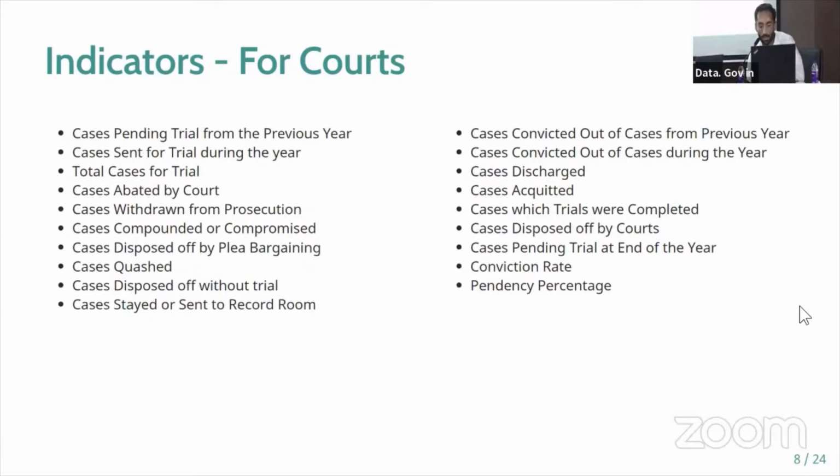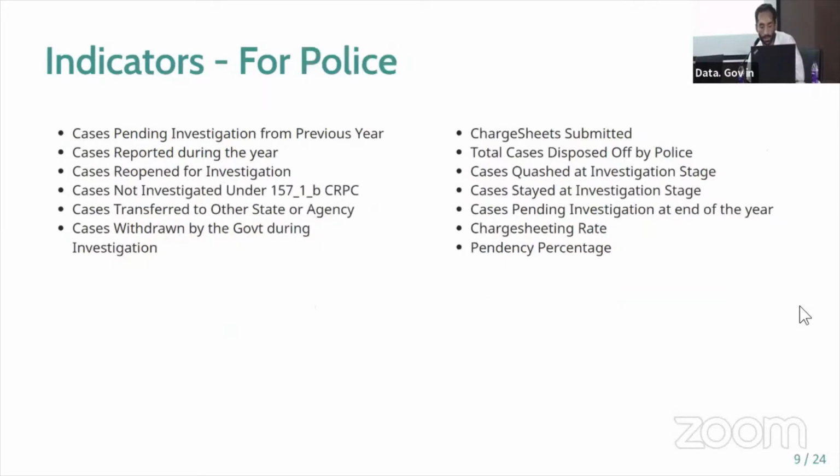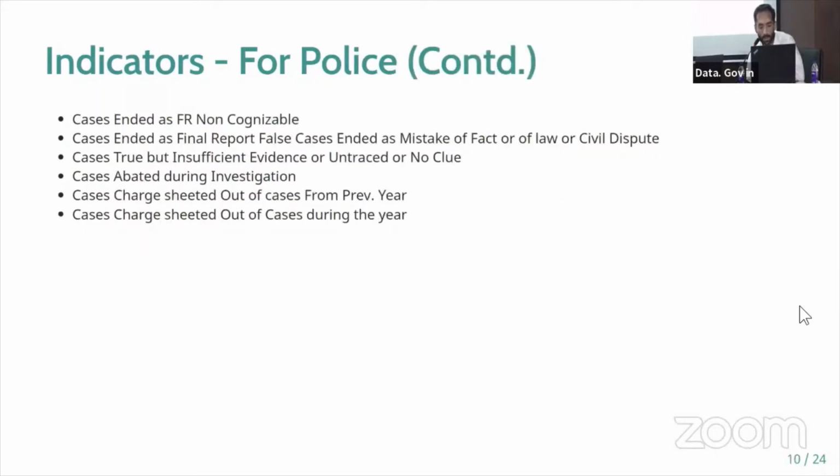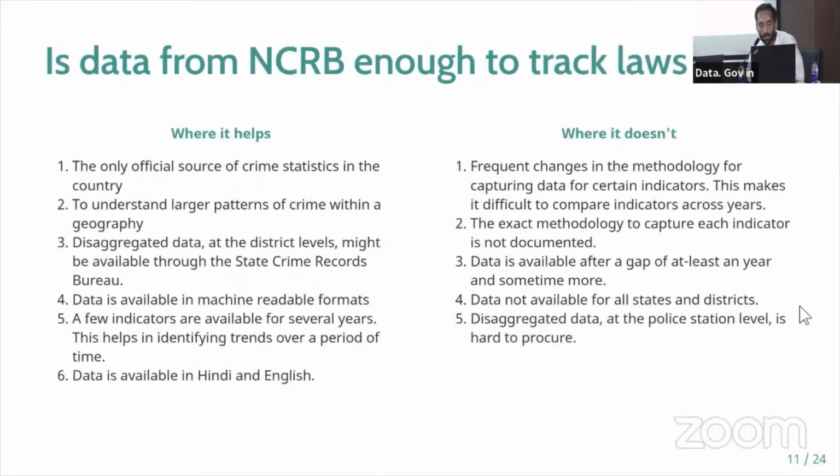So all of these indicators are available for courts. And then there are even more indicators for the police, I think the maximum for the police. So yeah, all these indicators are available. But then is data from NCRB enough to track laws? If there is nothing else, then yes, it is important. But where it helps, as it's the only official source of crime statistics, you can also understand patterns within a geography and over time, because the data is available for a few years, and also within the same geography. So it helps in understanding the larger patterns of crime, even if you are not able to find hotspots within a city because that data is not available directly.